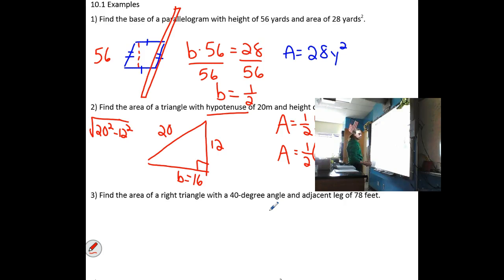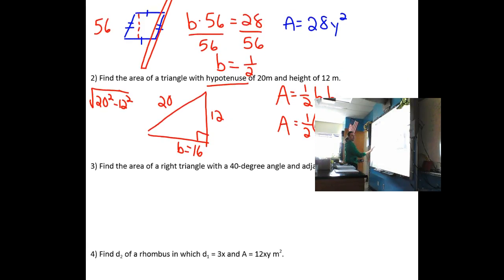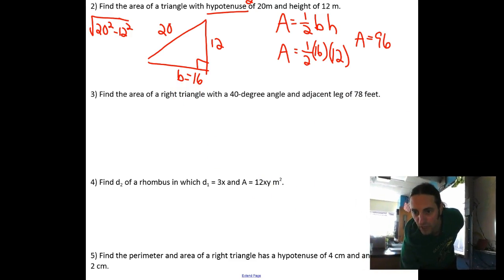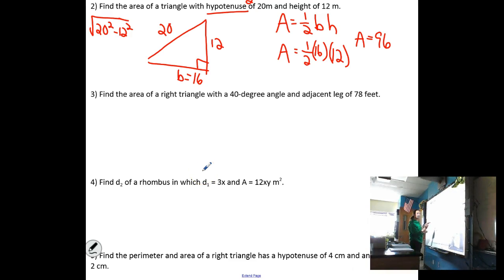So, I'm going to have to scroll further like that, because that'll make it easier for me to do. I'll move my picture out of the way. All right, let me get my face out of the way there. That's much better. All right, here we go. Area of a right triangle with a 40-degree angle. Right? An adjacent leg of 78 feet.